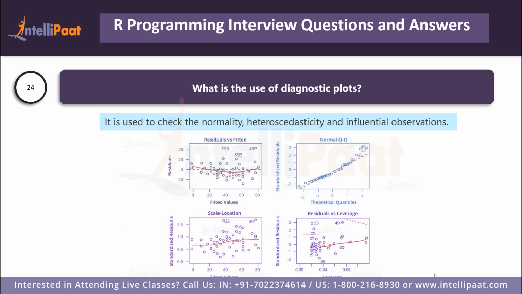Then coming to scale location, it's also called spread location plot. This plot shows if residuals are spread equally along the ranges of predictors, and this is how you can check the assumption of equal variance. It's good if you see a horizontal line with equally or randomly separated points. Now residuals versus leverage.